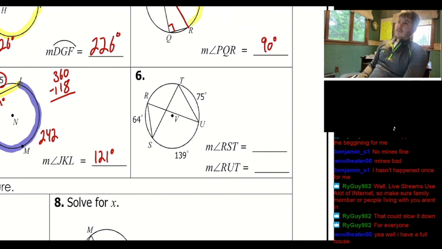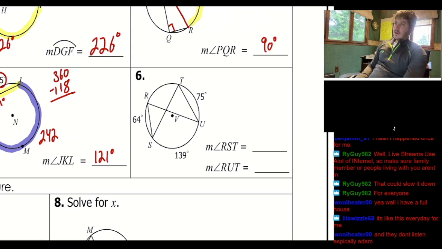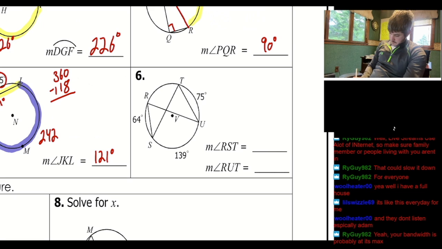And now number 6. They want the measure of angle RST. So RST is right here. And they want RUT. One important thing to note with these two angles is that they're intercepting the same arc. So one thing's for sure: these two answers are exactly the same.